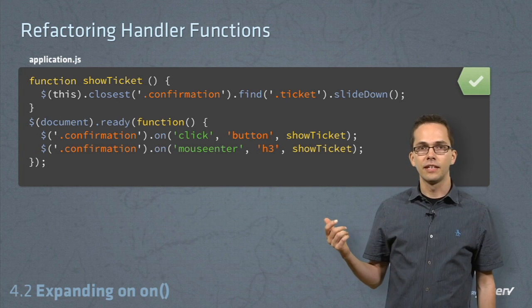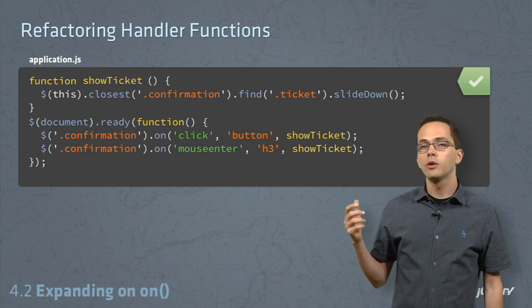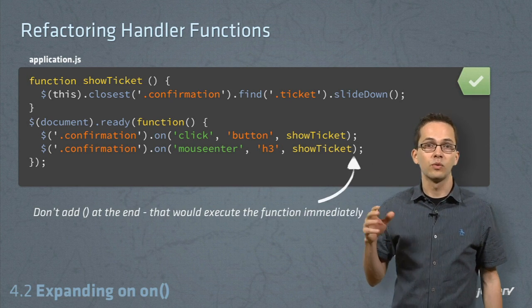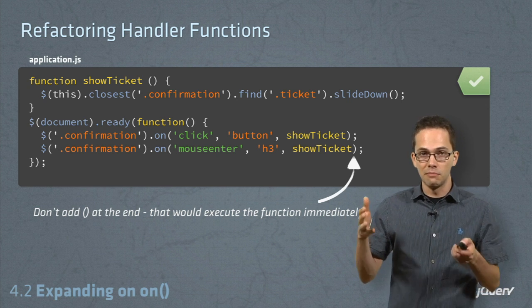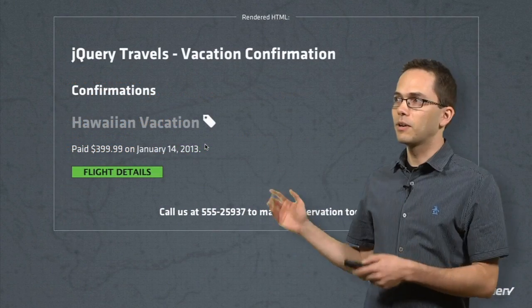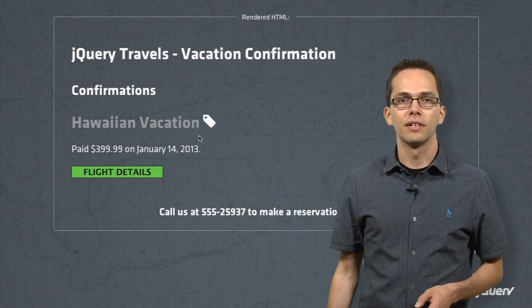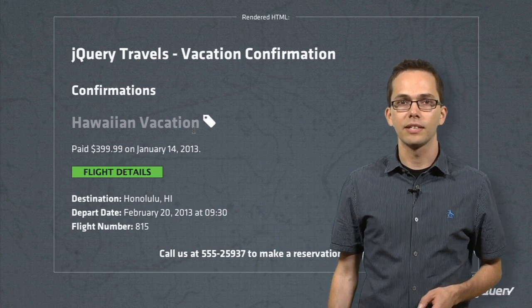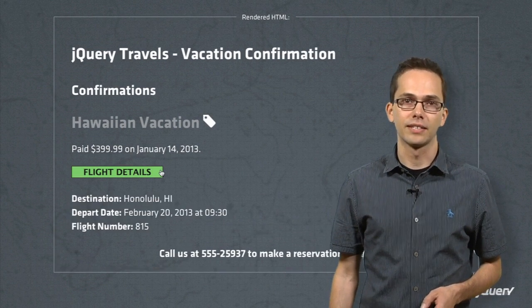You'll notice here that even though we're passing in a function, we don't put parentheses at the end of the name. If we did, it would call the function immediately, and we want it to call only when the event is triggered. And so now back on our web page, we can see that both of these events still fire properly and call that same function which we defined.